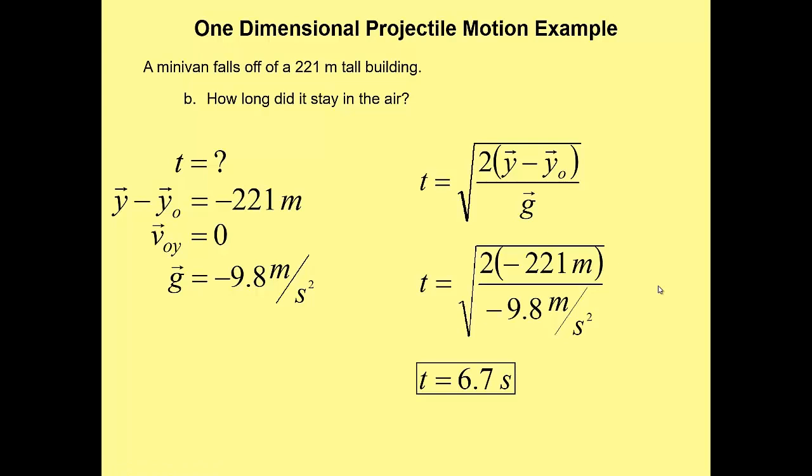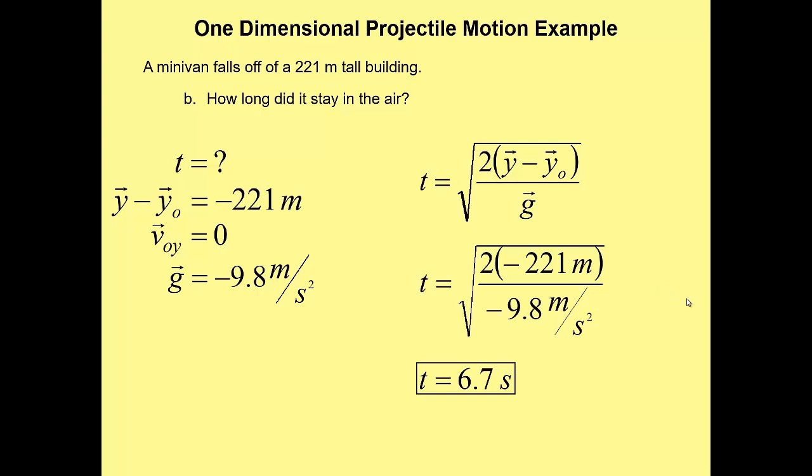Okay, so you stay in the air for a while here. Okay, but you don't stay in the air for very long, even off of a 221 meter tall building. So again, note our process here, just like we did with other kinematic equations. What are you looking for? What are you given in the problem? And a lot of times you got to read some things in.